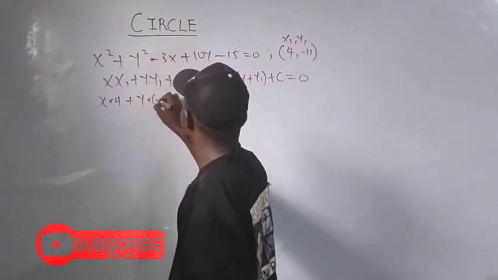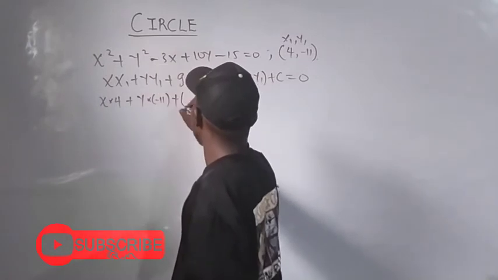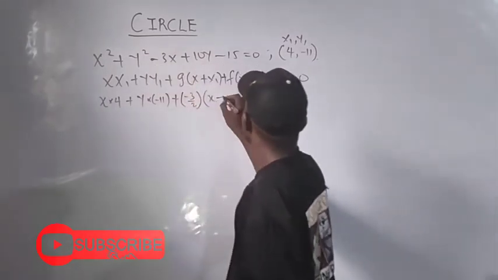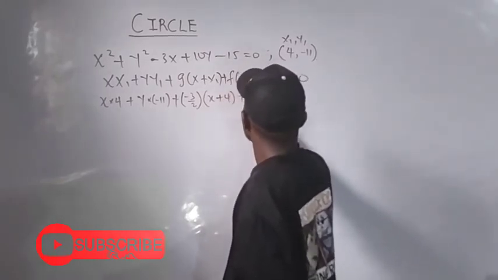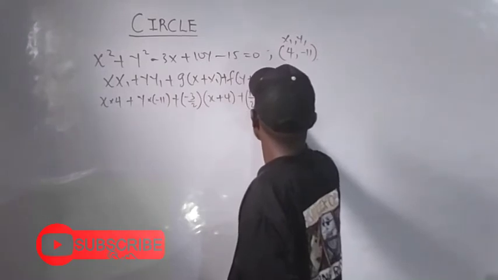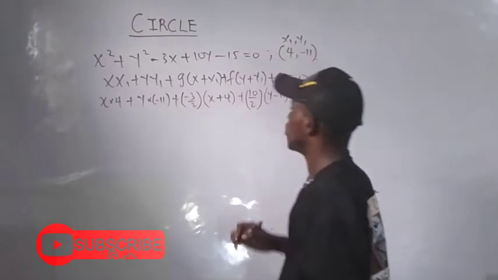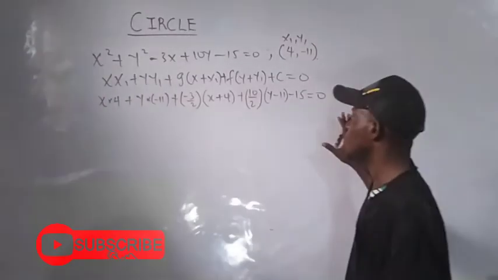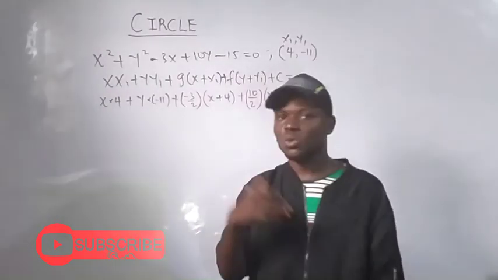Times y1, which is minus 11. Then plus g, that means minus 3 all over 2 of your x plus 4, plus 10 all over 2, then your y minus 11, then minus 15 equals 0. So we just computed those terms, and when you finish simplifying this, you arrive at the equation of a tangent to a circle at that point.